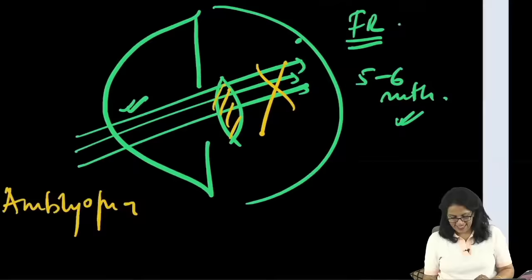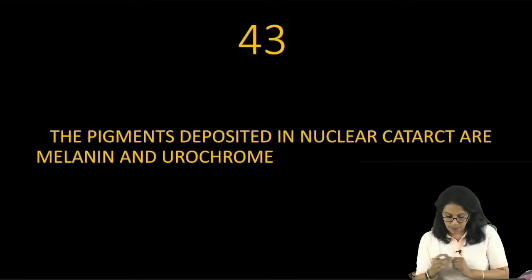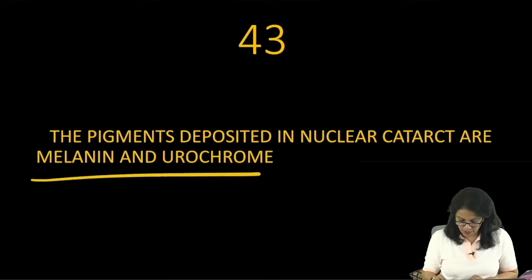Okay. We come to the next, 43. The pigments deposited in the nuclear cataract are. You realize your mistake, na? The pigments deposited in nuclear cataract, again an important question. It is melanin and urochrome. We will remember this, nuclear cataract.